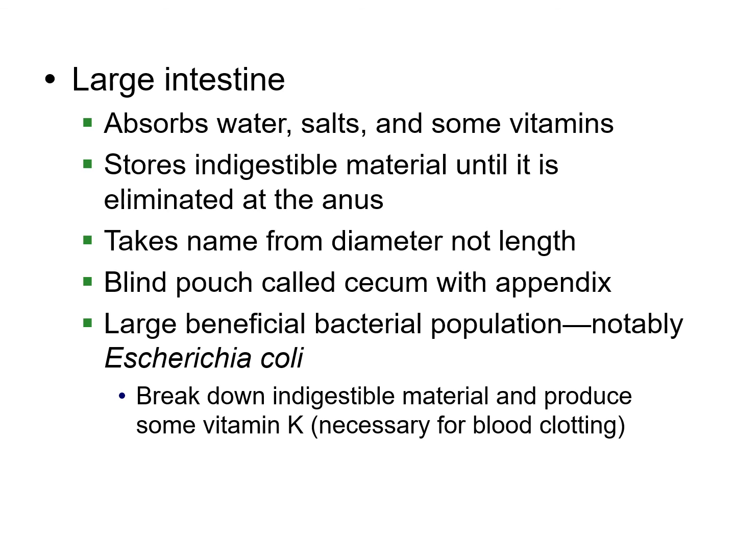But the whole idea is it's about storing the indigestible material so it can be eliminated through the anus, right? So it's called the large intestine because it's bigger, not that it's longer, right? And so we tend to also have this little pouch called a cecum with an appendix. They think the appendix used to have a bacterial population for maybe digesting either plant or animal material back when we were more carnivorous or more herbivorous. But now it's a vestigial structure, doesn't really help us.